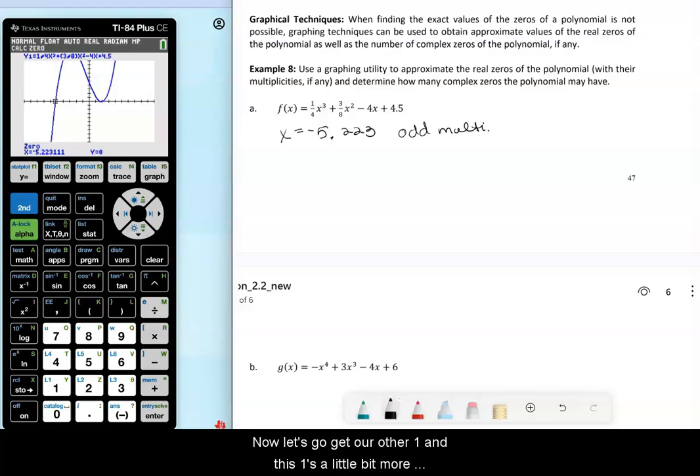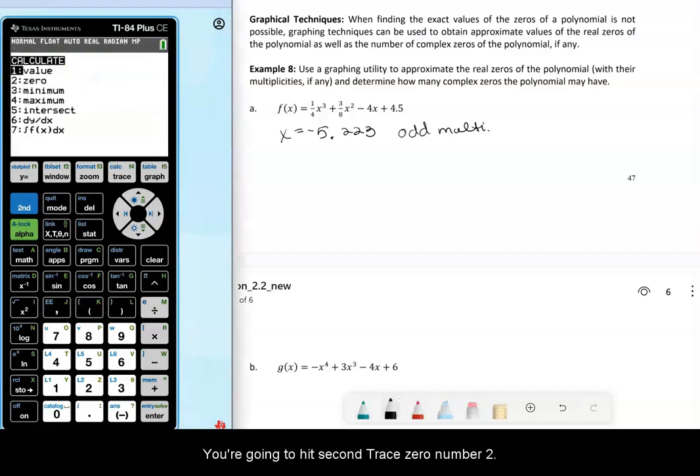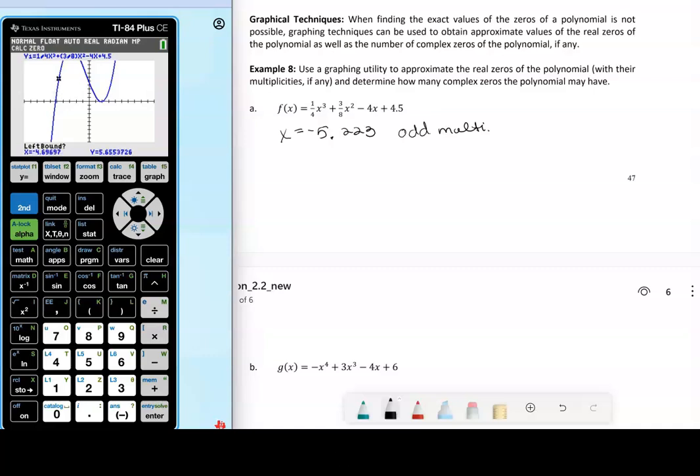Now let's go get our other one. And this one's a little bit different, it's not as much below and above the x-axis, because this particular 0 bounces off of the x-axis, or the graph does, at this 0. We're going to hit second trace 0, number 2. And we're going to have to cursor over where our spider is to the left of where it bounces off that x-axis. So about right there. And hit enter. And then cursor to the right of where it bounces off the x-axis. And our other 0 is at x equals 2. And it has an even multiplicity.